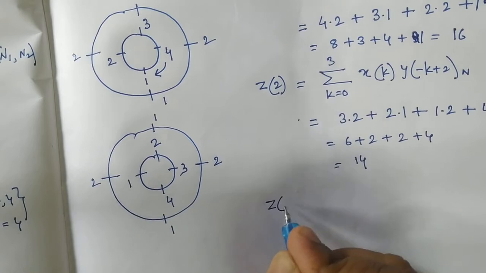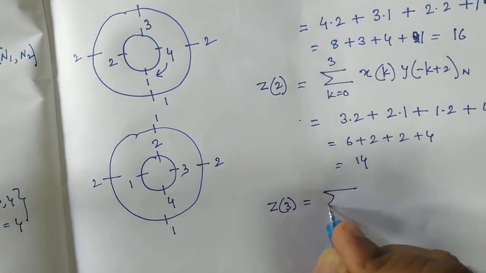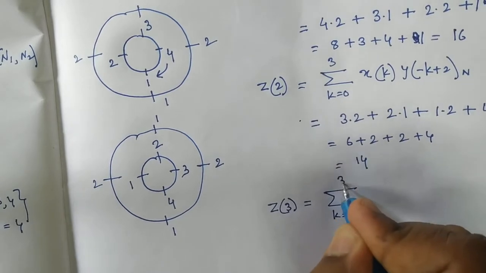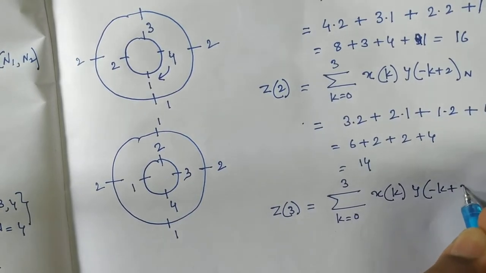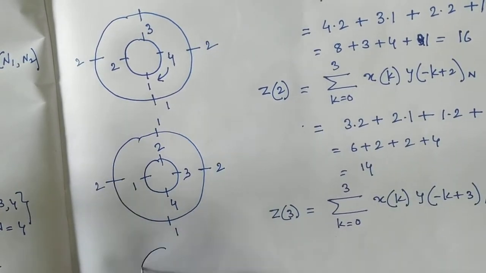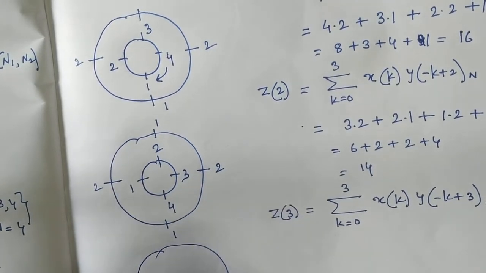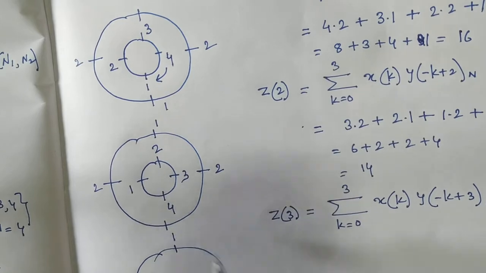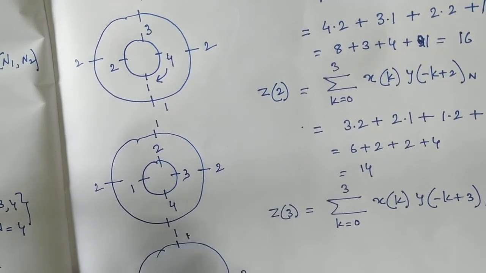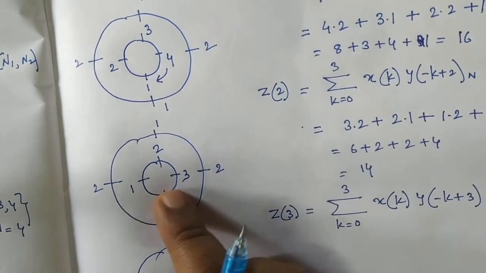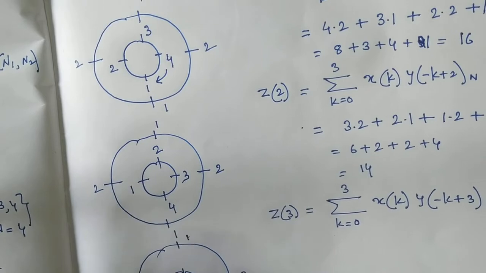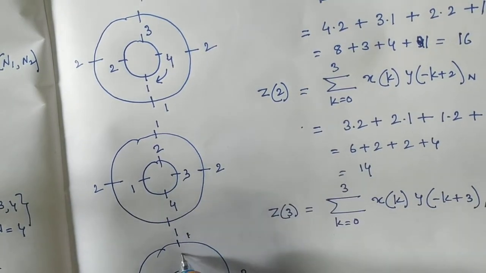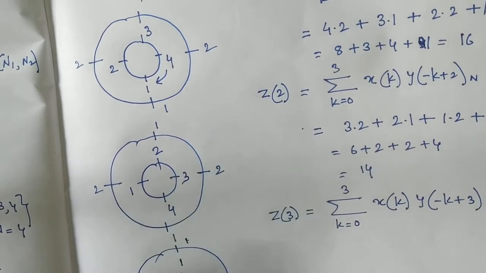Same way, let us find Z3. Z3 equals summation k is equal to 0 to 3 xk y of minus k plus 3. So again, we have to draw circles, which is 1, 2, 1. The inner circle is y of minus k plus 3. That means again, we have to shift y of minus k plus 2 by 1 unit in the clockwise direction. So 4 will become here 1, 1 will go to this position, 2 will come to this position, 3 will come to this position.